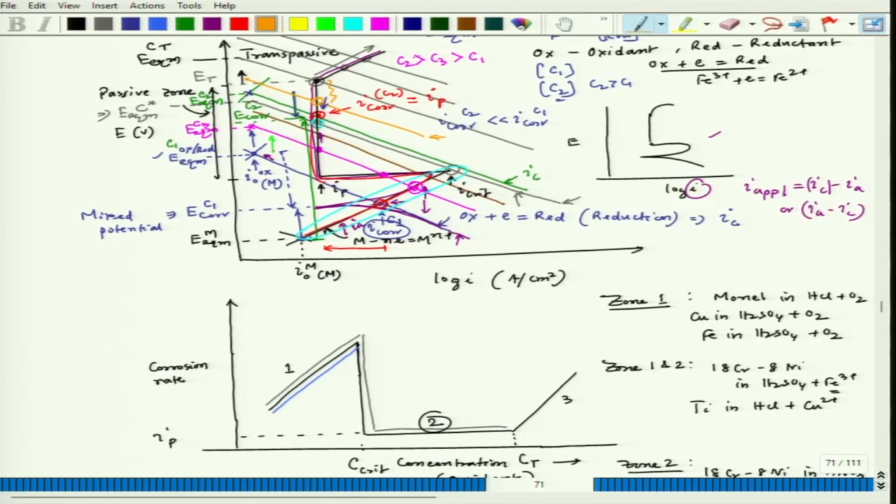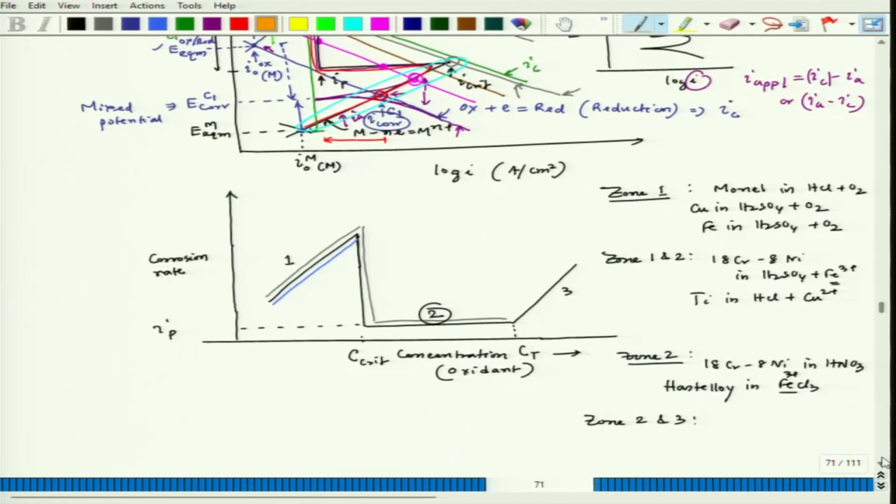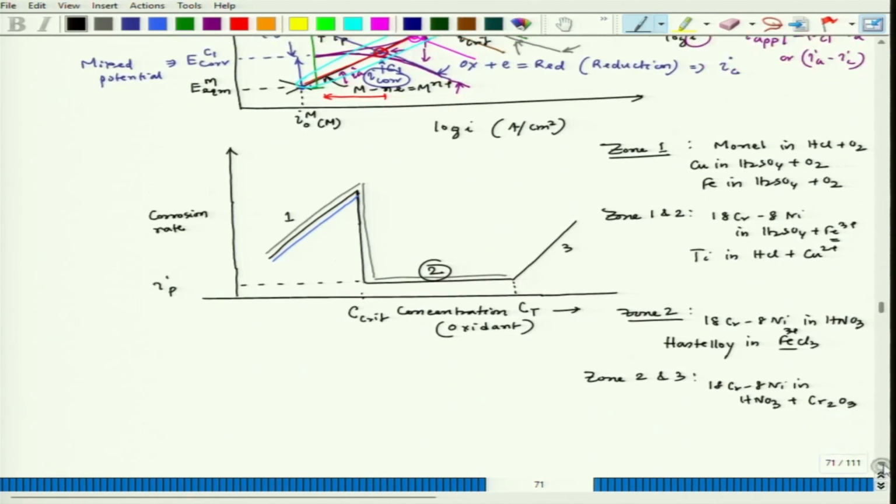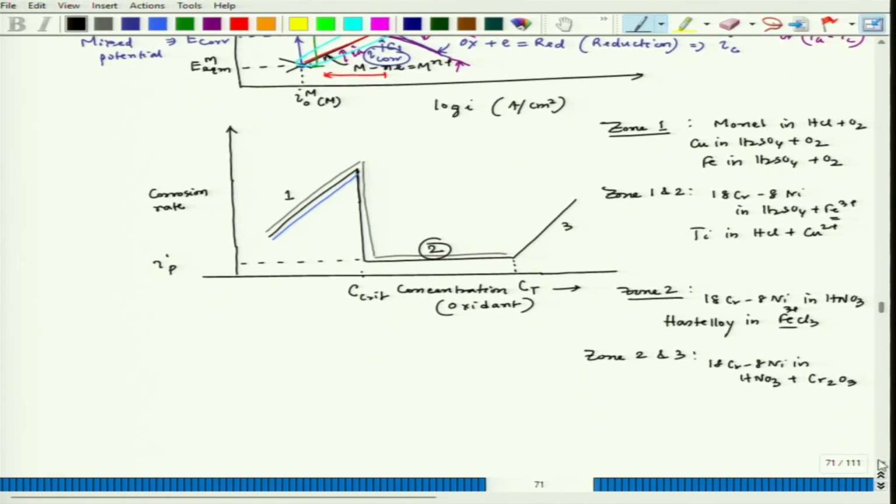So, that is the situation in the case of zones 2 and 3, which can be observed in the case of 18 chromium 8 nickel in HNO3 plus Cr2O7, which is a chromate kind of oxidant, a strong oxidant. So, in that case it can happen like this.